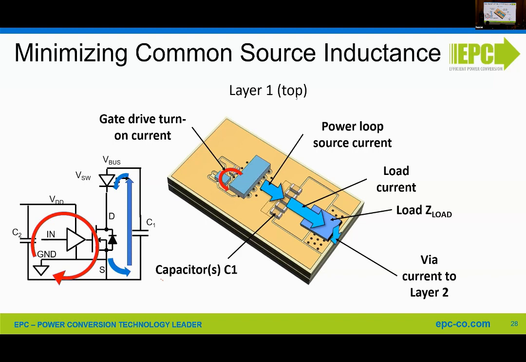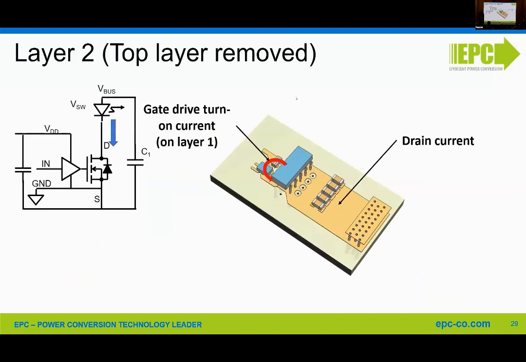So the only common source inductance that you're going to have is in the solder bumps of the laser driver itself. Okay, so within the laser driver, and then once you get to the board, you've got power going in one direction, you have gate drive going in the other direction. That's actually considered negative common source inductance, which is going to help your switching. Okay, and then in the second layer, your return to the laser driver is going to be outside of the gate drive loop.